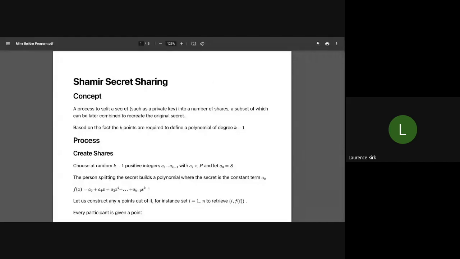Unfortunately, I didn't have very much time to spend on this. I didn't get very far, but I'll share with you the stuff that I have done. So the first thing that I did was around Shamir Secret Sharing. I'll just explain quickly what that is.